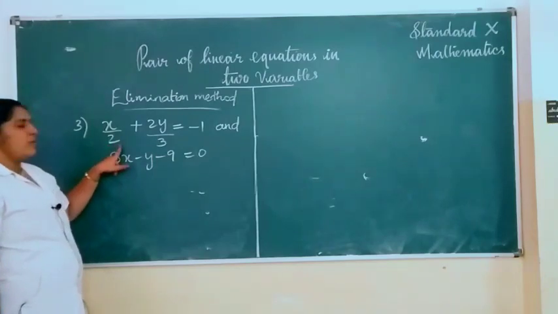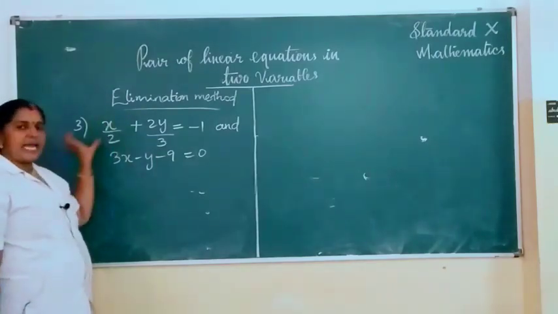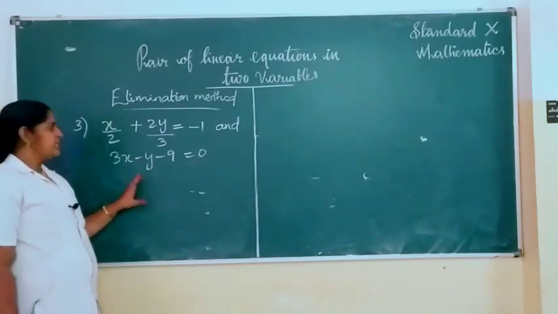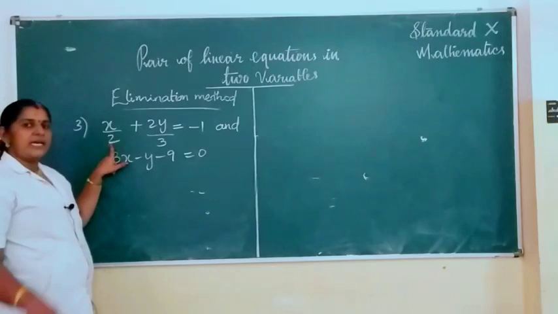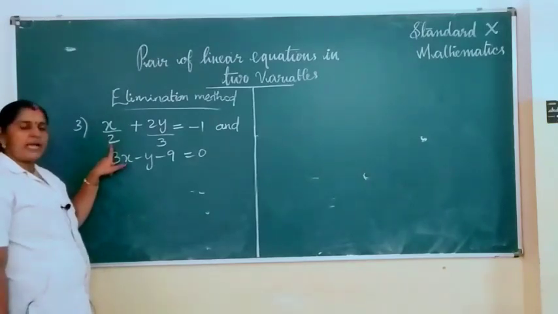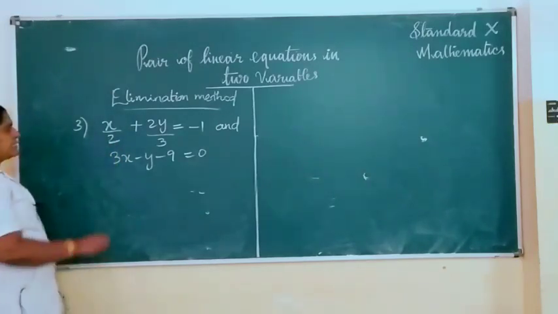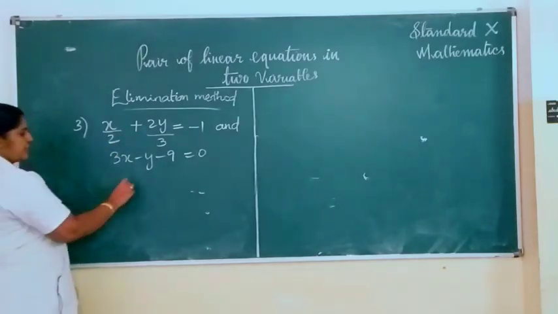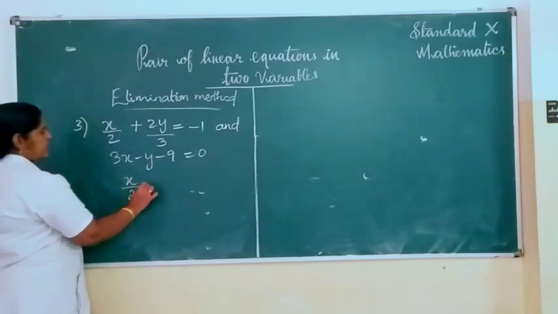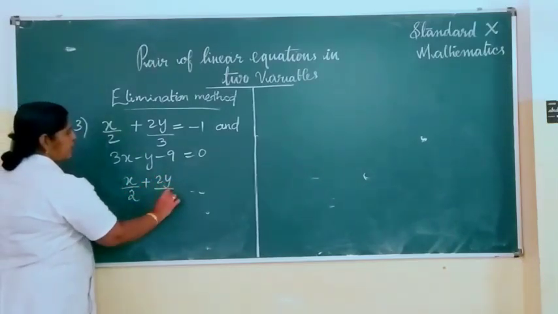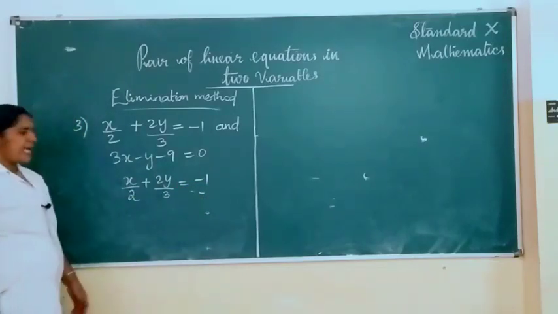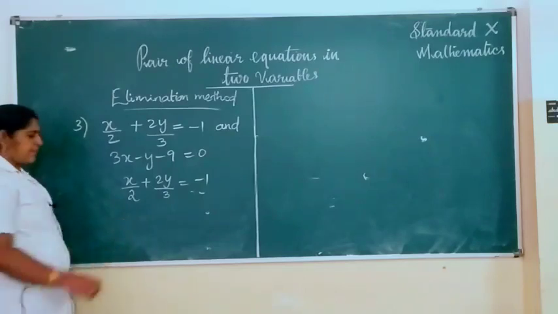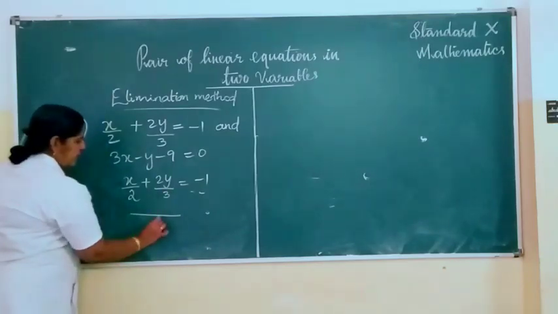Okay. So when you keep this equation as it is and solve, it is difficult to do the calculation, so we want to convert this rational form. It is more convenient for calculation, so the first equation we are going to change from this rational form of coefficient. Our first equation is x by 2 plus 2y by 3 equal to minus 1. You know that to convert this rational form, we need to find the LCM. The LCM of 2 and 3 is 6.